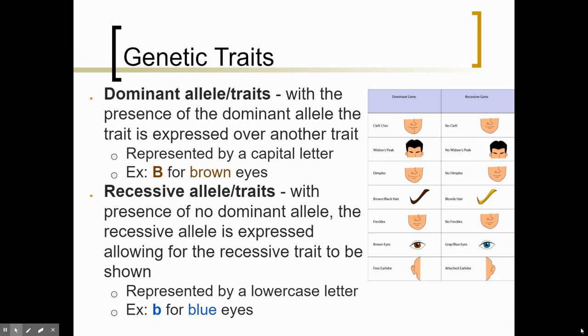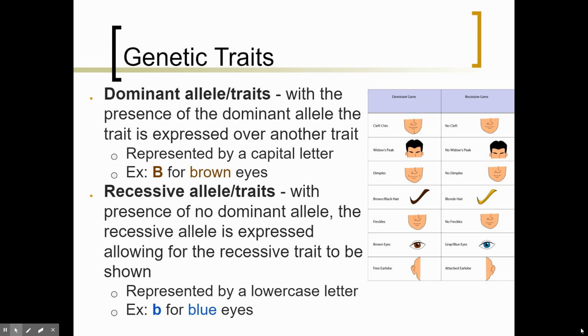With our genetic traits, some of our traits will be dominant and some of our traits will be recessive. So what exactly does that mean? With a dominant allele or trait, in the presence of a dominant allele, the trait is expressed over another trait. For example, this would be brown eyes. If you have a brown-eyed and a blue-eyed person get together, it's more likely that the children will have brown eyes, because if they contain one allele of both, the brown is expressed over the blue.